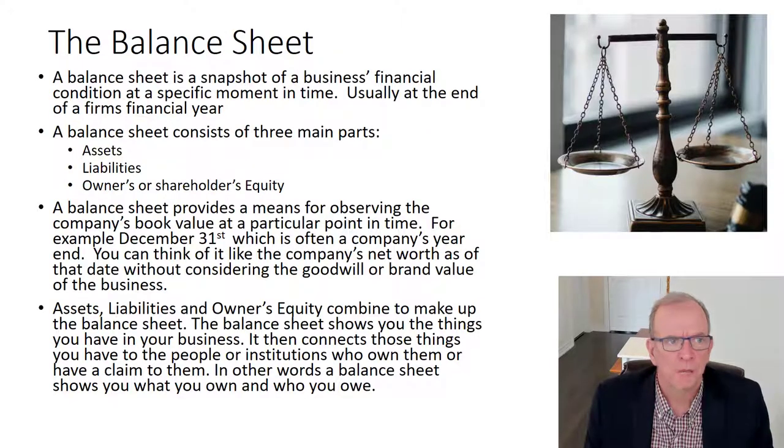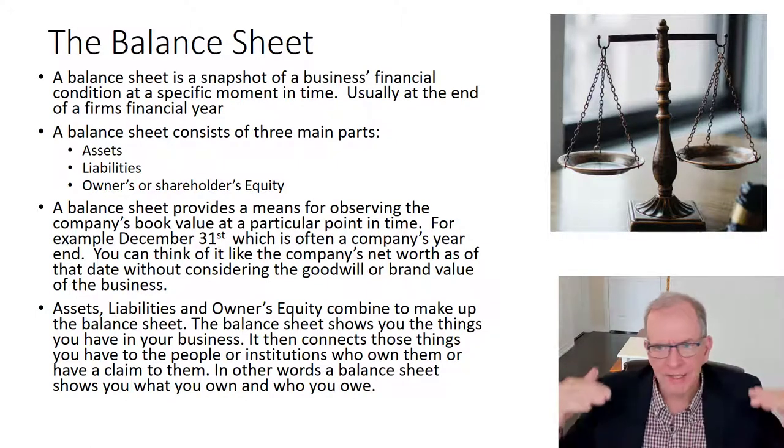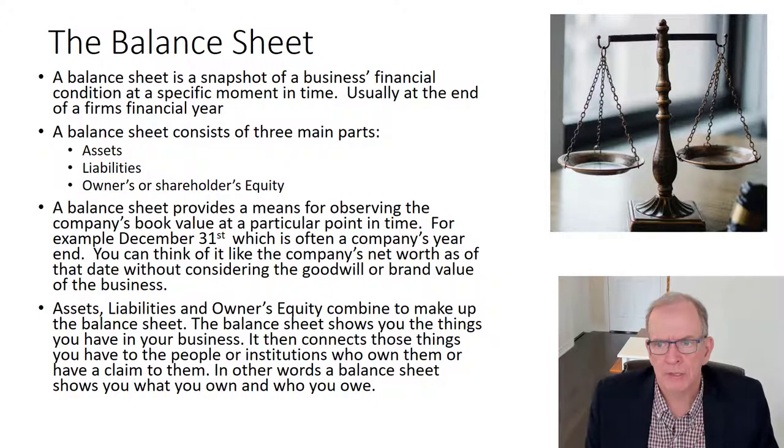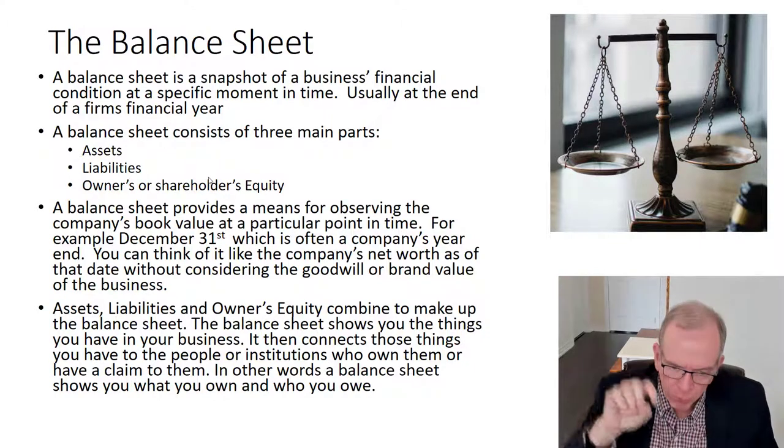So the balance sheet consists of three main parts, and it is kind of like that scale that's shown, except the difference is it's always going to be balanced. It's always going to be balanced. And that image above me is looking not too bad as far as being balanced. So a balance sheet consists of assets, liabilities, and owners' or shareholders' equity. And a balance sheet, unlike an income statement, is taken at a point in time.